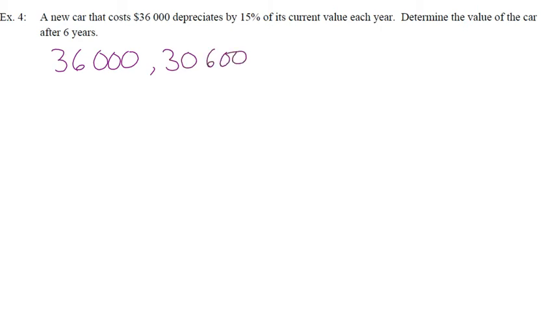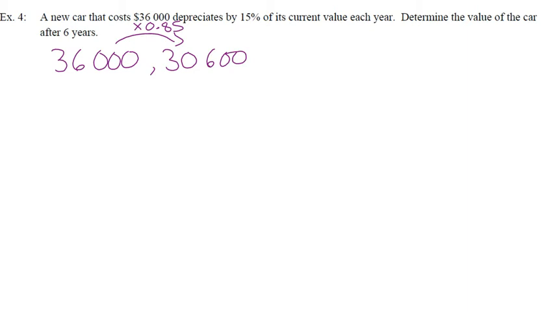30,600. Agreed? Disagreed? All right, well, how do you get that? How do we go from 36,000 to 30,600? Why by 0.85? Because I thought it went down by 15%. Why not 15%? It went down by a dollar amount of $5,400. $5,400 is 15%. So if you did 15% of 36,000, you get 5,400.